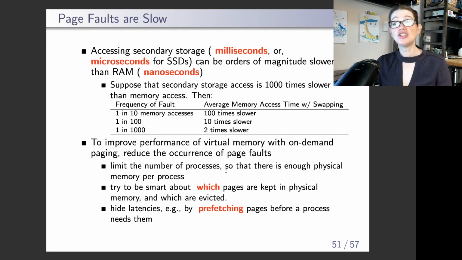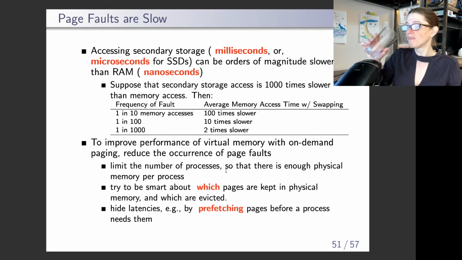Another thing that you can do is to be smart about which pages you're keeping in physical memory to try to reduce the number of page faults. And that's actually where we're going to spend the rest of our time. But one of the other strategies that you could use, and some architectures are actually doing this, is to hide the latencies and prefetch the pages before you need them.